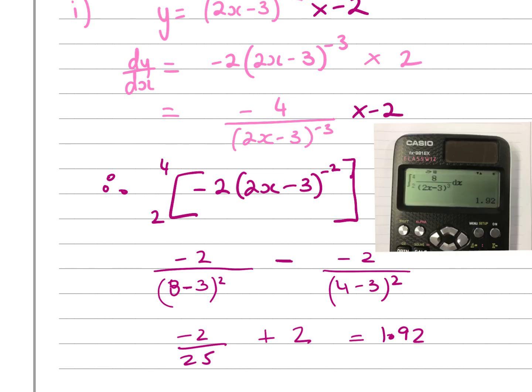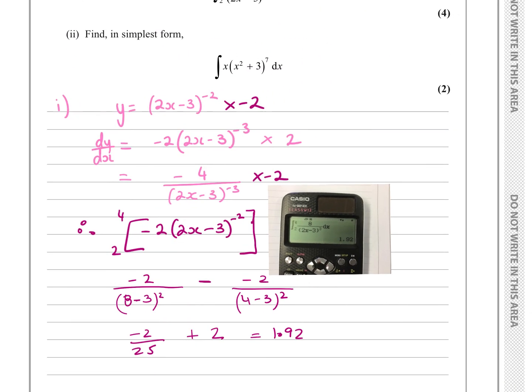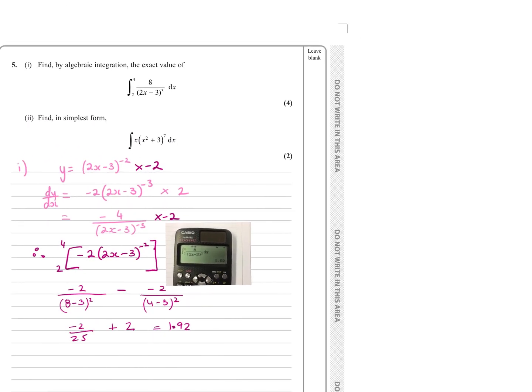So I'll show you now. Okay, so you can see here, you can substitute this in. This isn't going to give you any more marks. However, you now know that 1.92, you know you've done it right. So it's like you can guarantee yourself those marks, which is perfect. Okay, and then part ii.